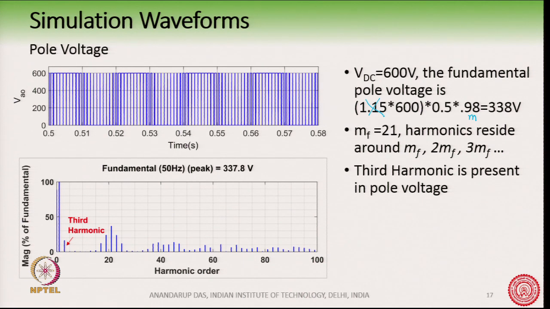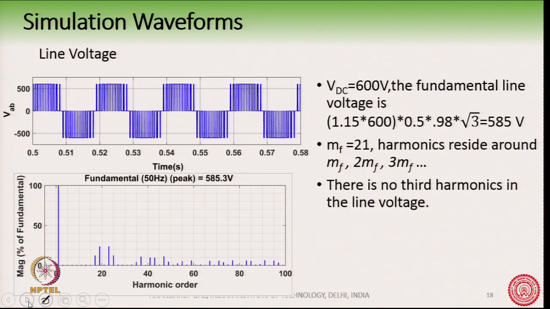So, if you see the harmonic spectrum of this pole voltage, we see that the fundamental voltage is 337.8, it is almost like 338 volt, and we see that there is a third harmonic here. This third harmonic is 1/6 of the fundamental, but it is present in the pole voltage, it is present here, this is the third harmonic.